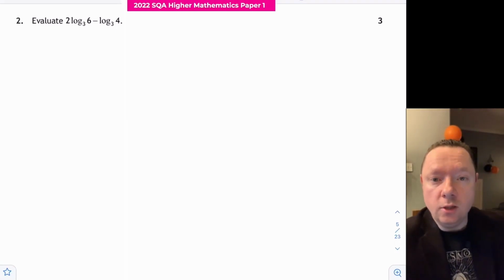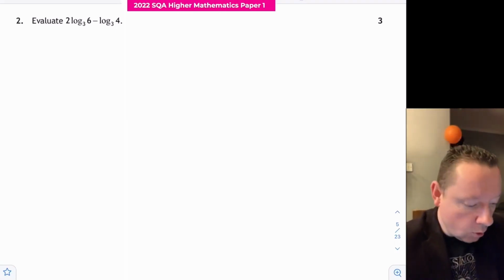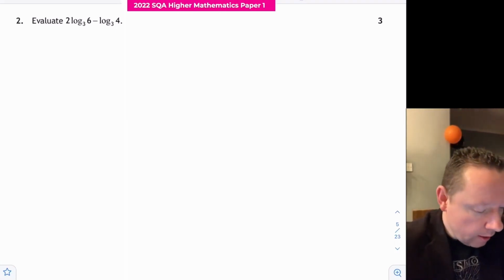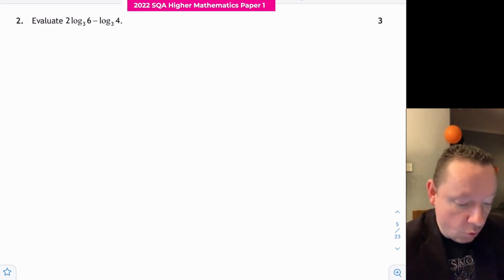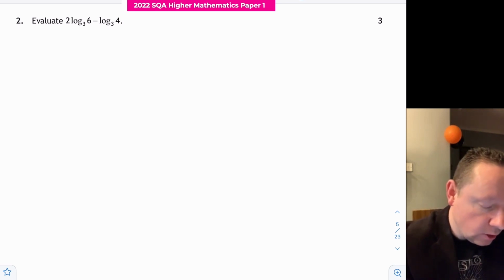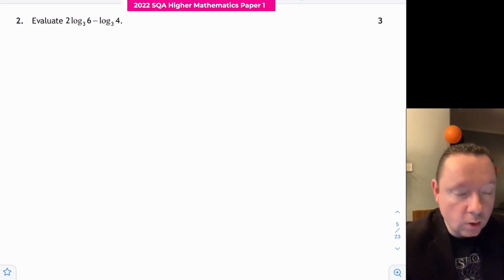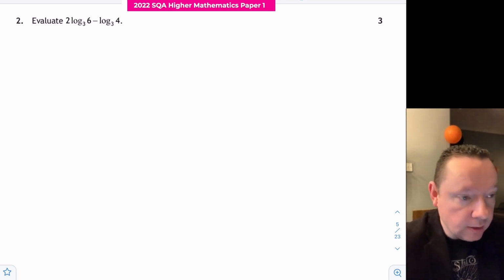SQA Higher Maths 2022 Paper 1, Question 2. Evaluate 2 log base 3 of 6 minus log base 3 of 4. So it's just a 3-mark question, this one.